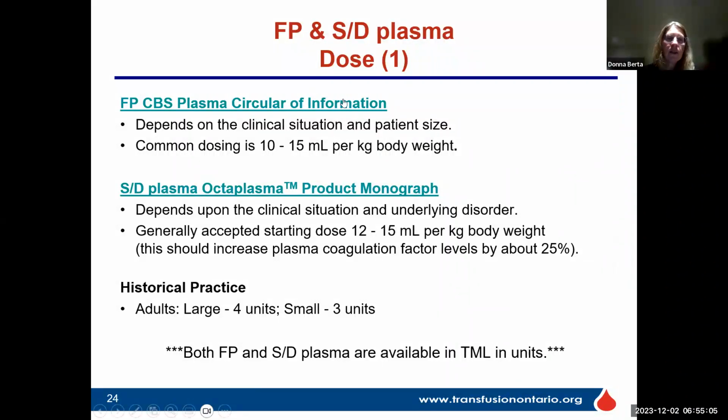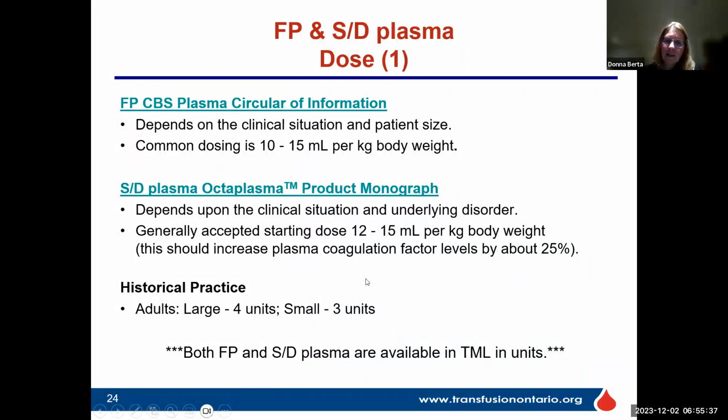So in terms of dose, the CBS Circular of Information on FP says it depends on the clinical situation and patient size. It recommends a dose range of 10 to 15 mL per kilo. The Octapharma product monograph says it depends on the clinical situation and the underlying disorder, so fairly similar, and recommends a dose of 12 to 15 mL per kilo body weight, and also indicates that that will increase the plasma coagulation factor levels by about 25%.